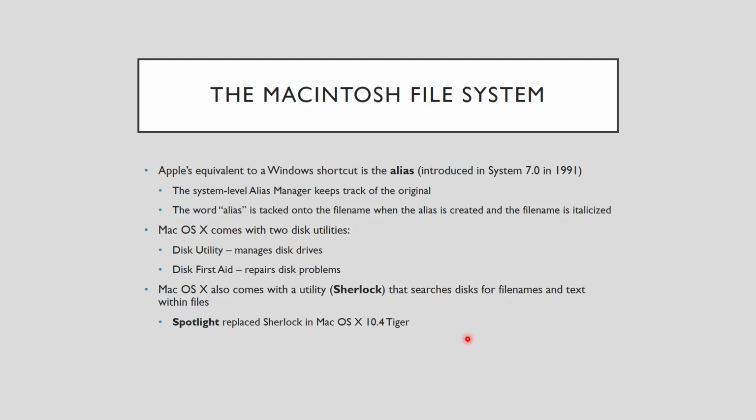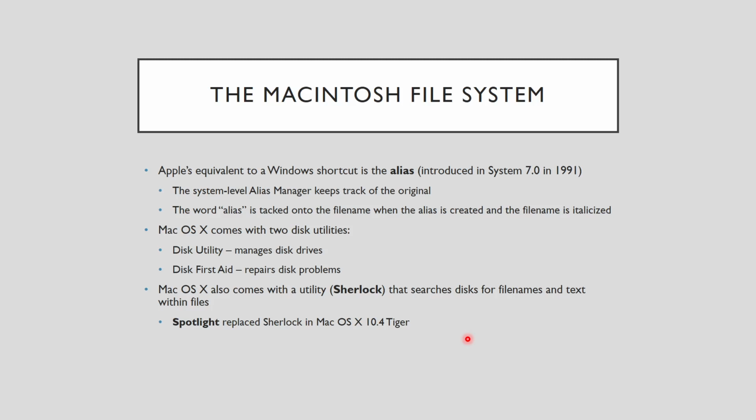Now, the Windows equivalent to Apple for creating a shortcut is using the alias. So this is the system level alias manager, which keeps track of the origin. And this alias is tagged onto the file name. It's great. The file name is italicized.